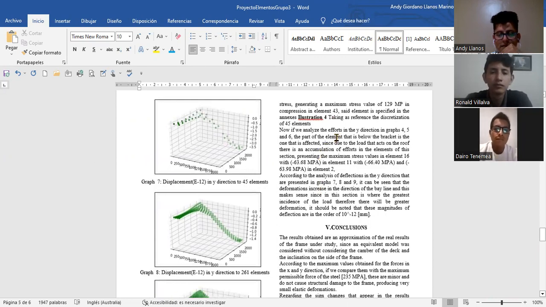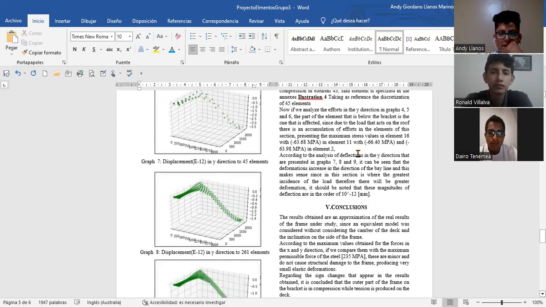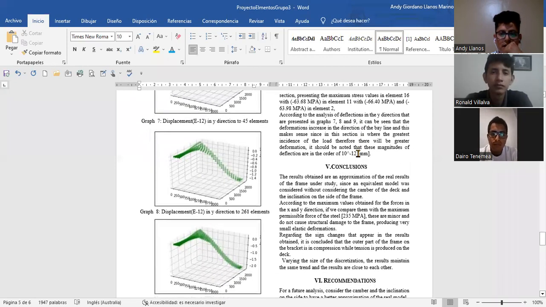Now, if we analyze the stresses in the y direction in graphs 4, 5, and 6, the part of the element that is below the bracket is affected, since due to the load that acts on the roof, there is an accumulation of stresses in the elements of this section. According to the analysis of the deflection in the y direction presented in graphs 7, 8, and 9, it can be seen that the deformations increase in the direction of the baseline, and this makes sense since this section is where the greatest incidence is.